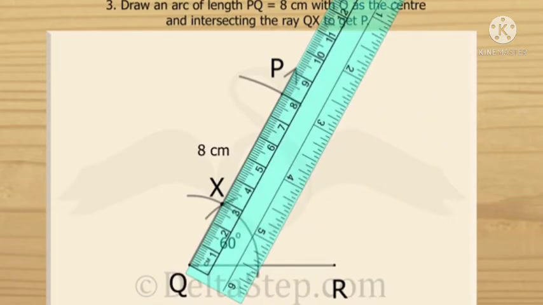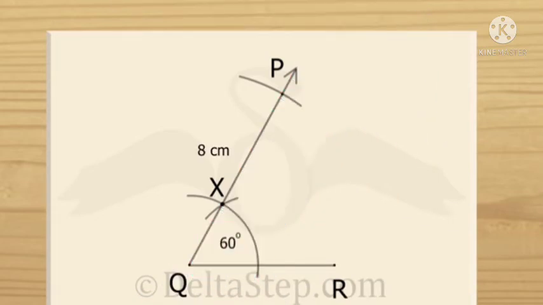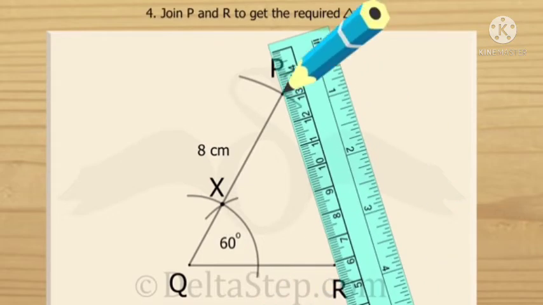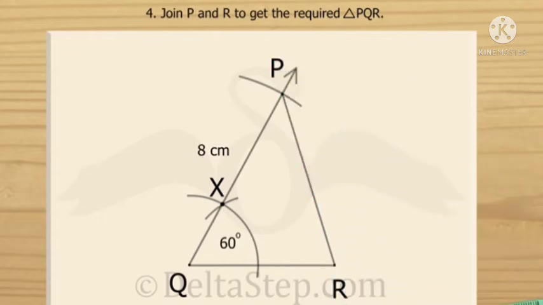So here we have got our three vertices of the triangle, that is P, Q and R. Now we have to join P and R so that I get the side PR of the triangle. Hence we have completed our diagram, that is the triangle PQR. We have to construct this much only. So here is the process of how to construct this triangle.